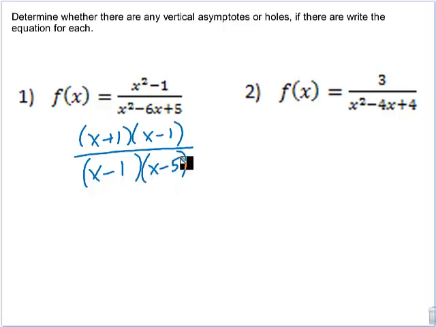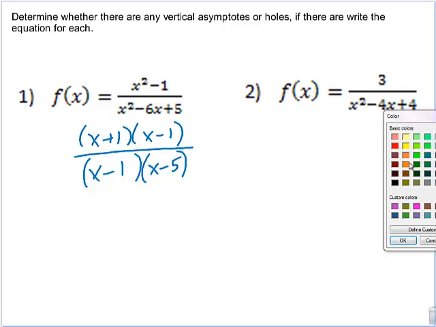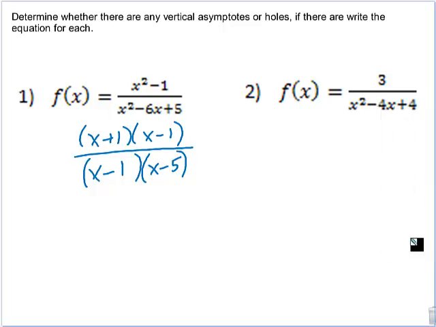Okay, so the first thing we do is see if anything will cancel. The x minus 1s cancel. Because they cancel, it tells us there's a hole. So what value makes x minus 1 zero? 1. So there's a hole at x equals 1.